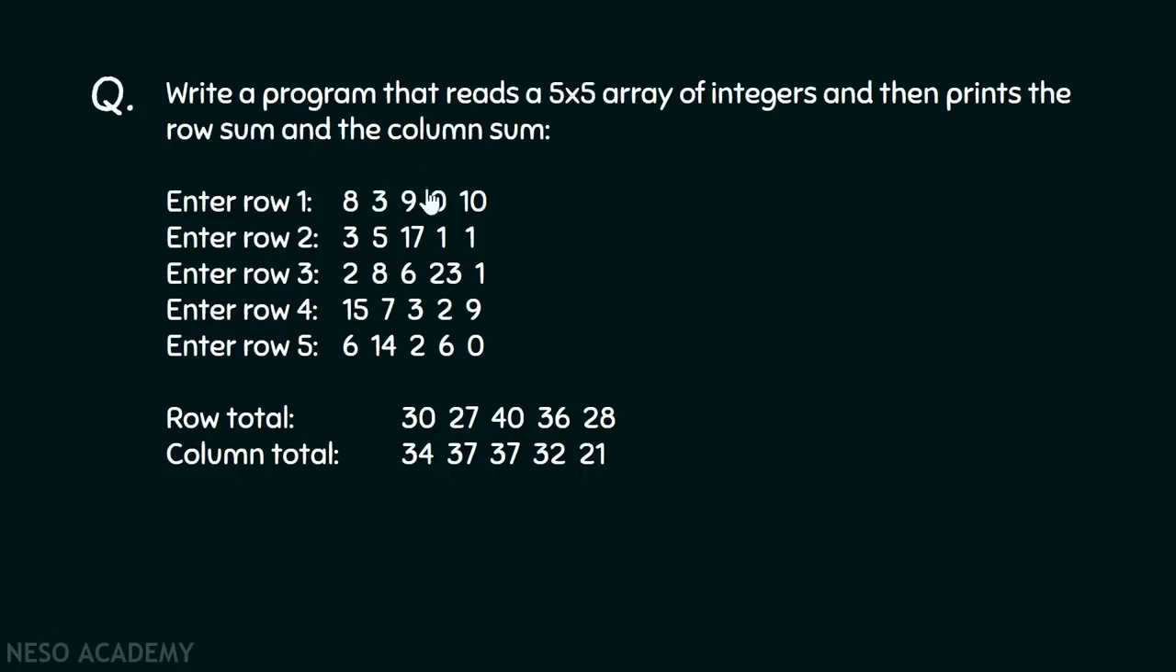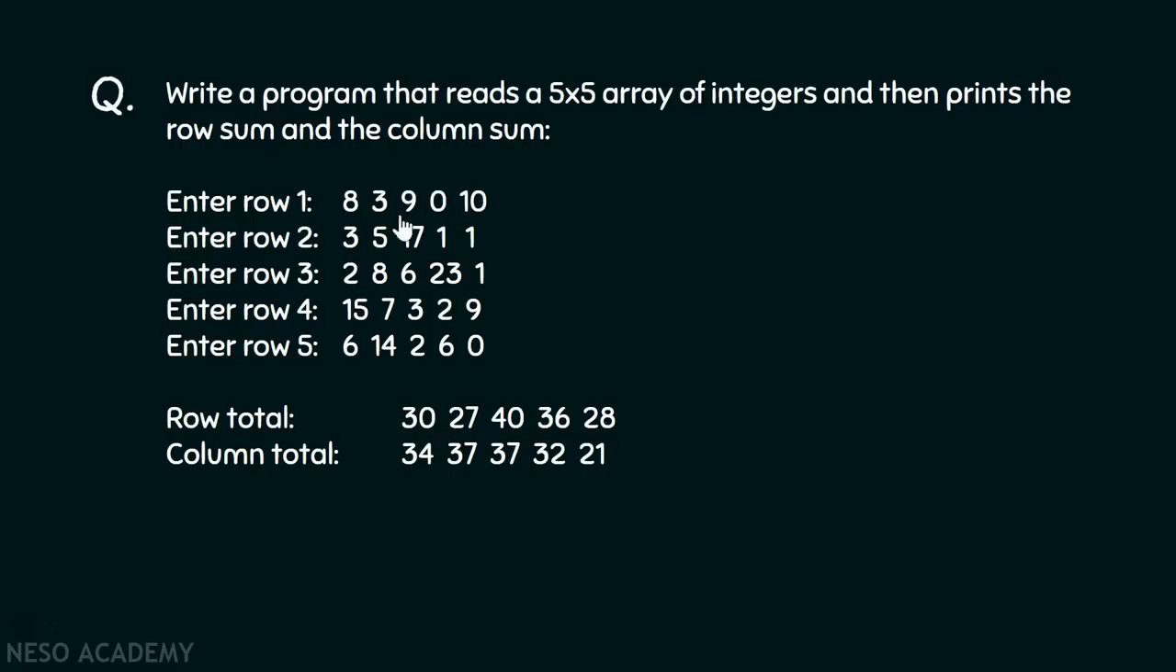That means I need to take all these integers in a 5x5 array and then I need to print the row sum and the column sum of these individual rows and columns. Like for example, if I want to calculate the row sum of this row, then it comes out to be 9 plus 8, which is 17, 17 plus 3 is 20, and 20 plus 10 is 30. So row total will be 30 for this row.